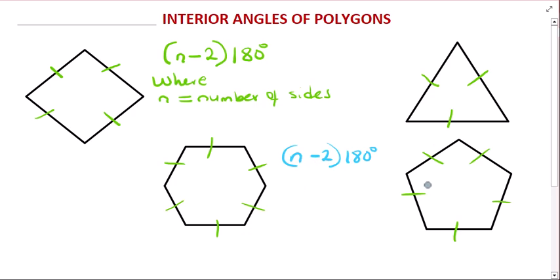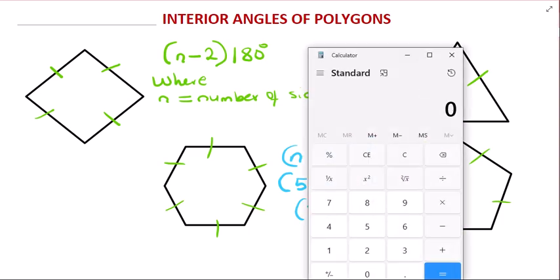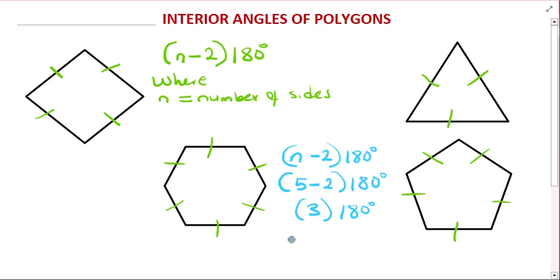Okay, where n is the number of sides, right? So here we have 5 for this pentagon. So n becomes 5. We are substituting the number of sides for n. So that gives us (5 minus 2) brackets 180 degrees. 5 minus 2 is 3, right? 3 multiplied by 180 degrees. So let's do that together. 3 multiplied by 180 gives us 540, so it is equal to 540 degrees. This is the sum of the total interior angles of a regular pentagon.